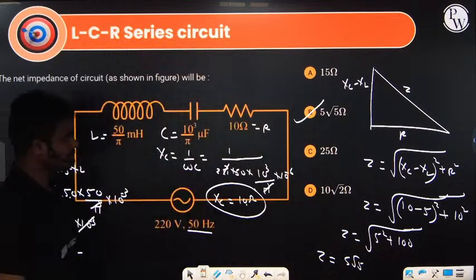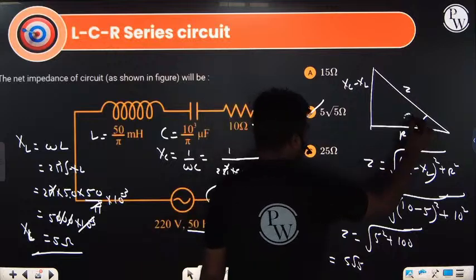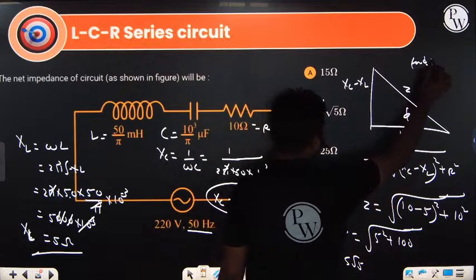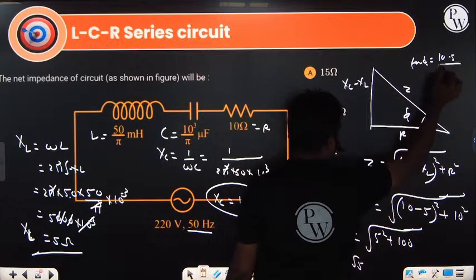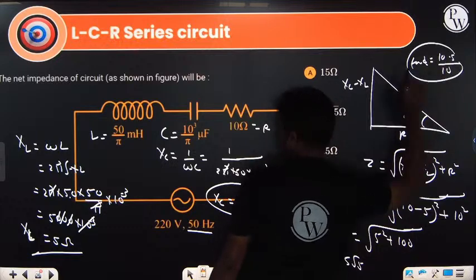Clear? And if they're asking for this particular angle over here, tan phi, what is tan phi? XC minus XL by R. What is XC minus XL? 10 minus 5, divided by R, that is 10. So tan phi is equal to 1 by 2.